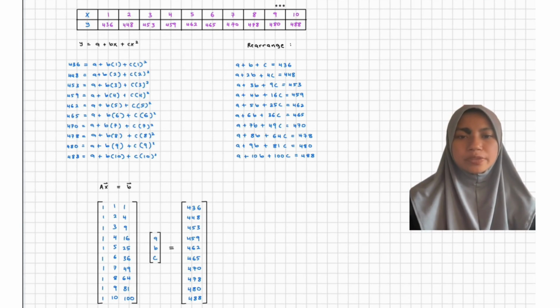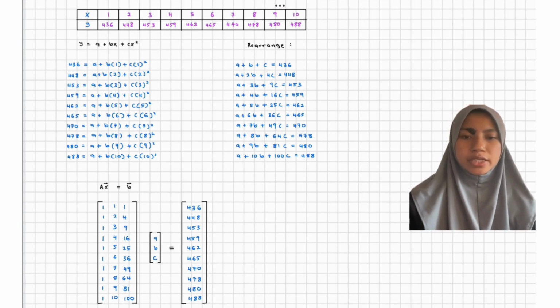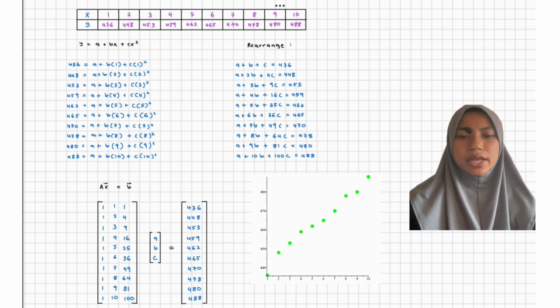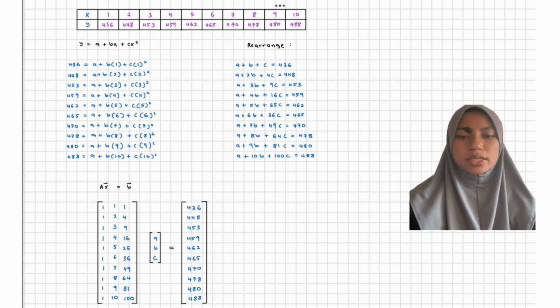In this part, I will explain the manual calculation part for fitting the data using a quadratic model. First, we are given the values of x from 1 until 10, together with their corresponding y values in the table. In this case, we use x as number of months in 2025, and y is number of active government mobile applications. Since the pattern of the data is slightly curved and not perfectly linear, we use the quadratic model, which is y equals a plus bx plus cx squared.